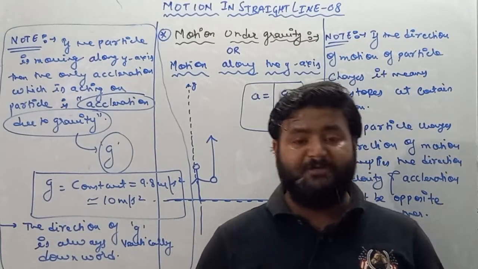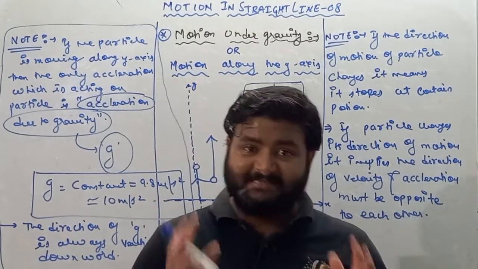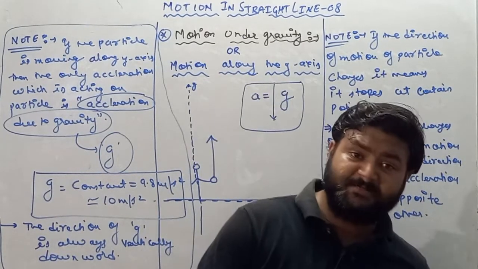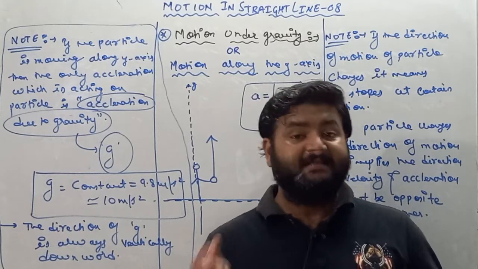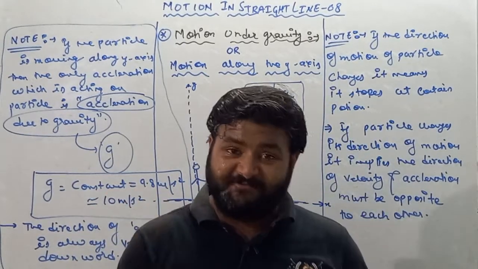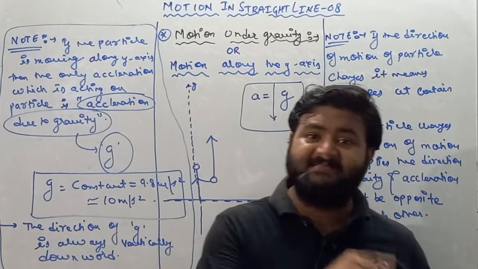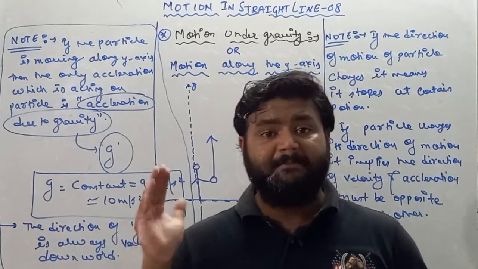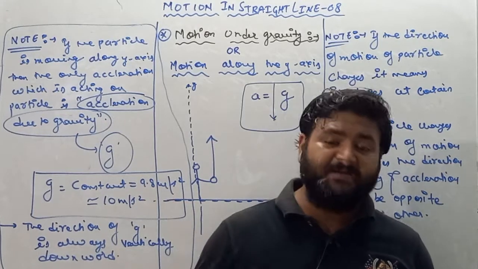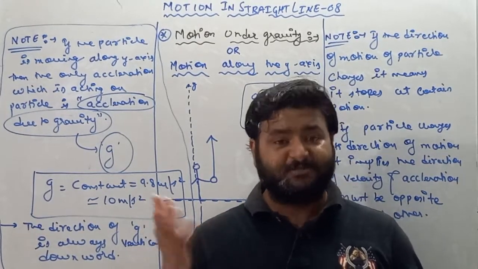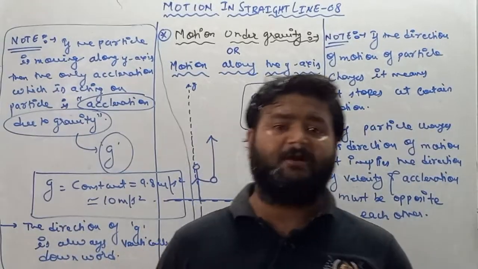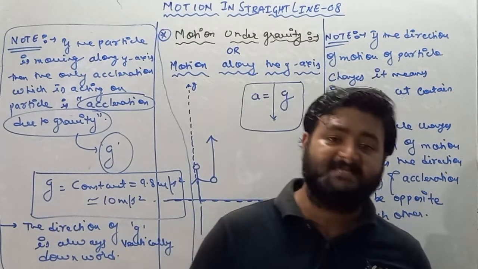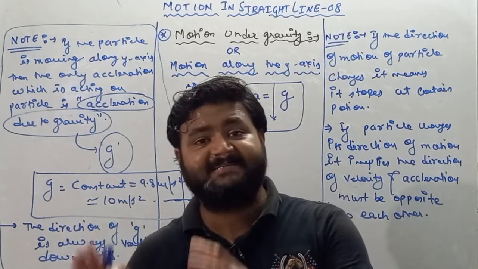So if you want to stop the particle, then at a certain time the velocity and acceleration must be in opposite directions, then only the particle stops. If velocity and acceleration are in the same direction, then it is not possible for the particle to stop, because in that condition the speed of the particle increases. So if speed increases, then it is not possible for the particle to come to rest.